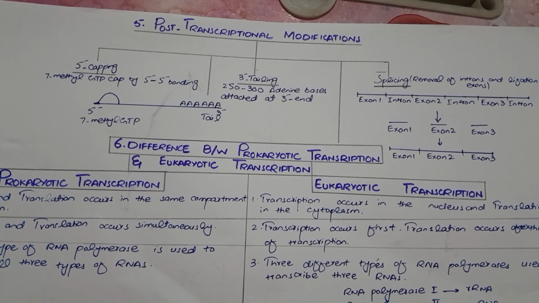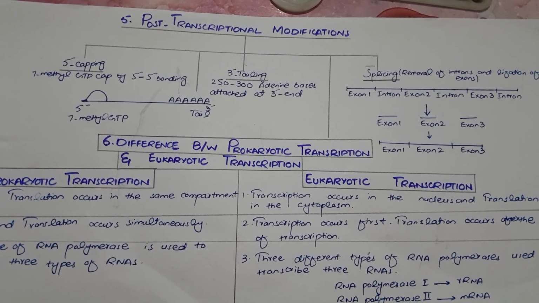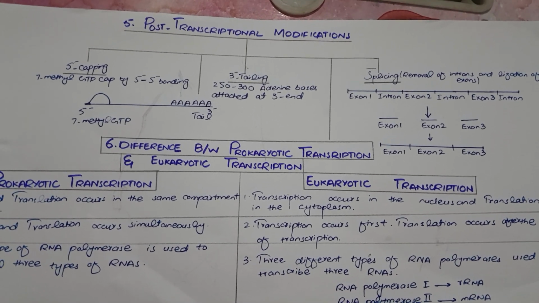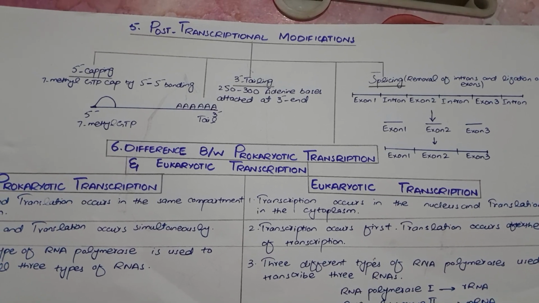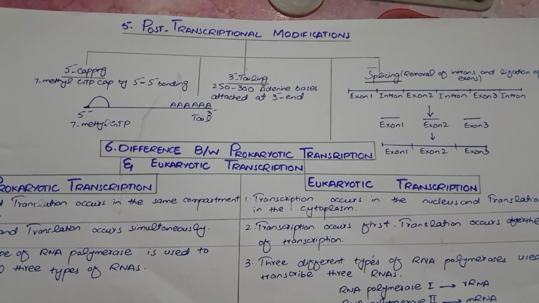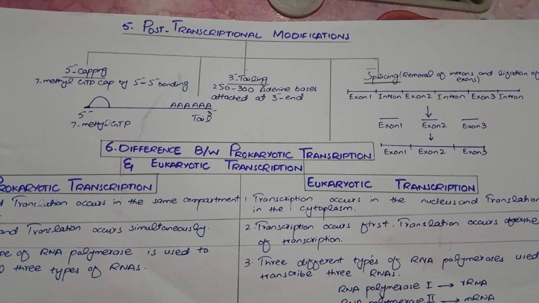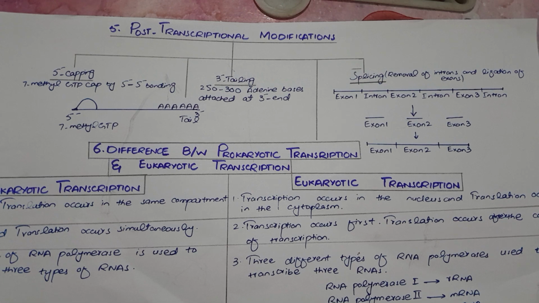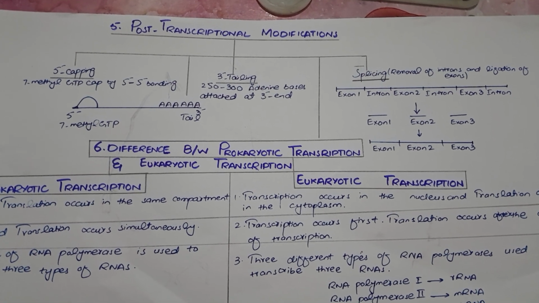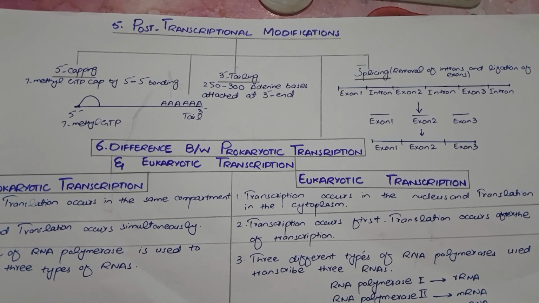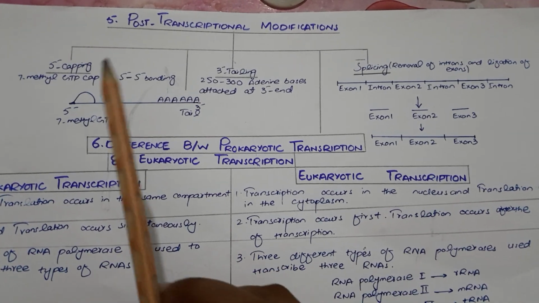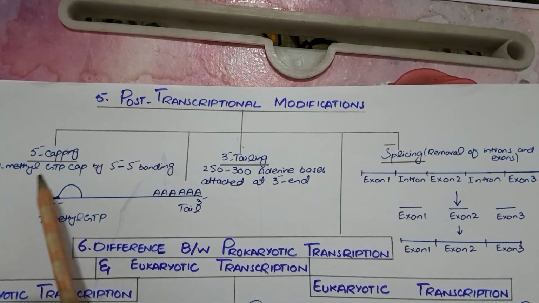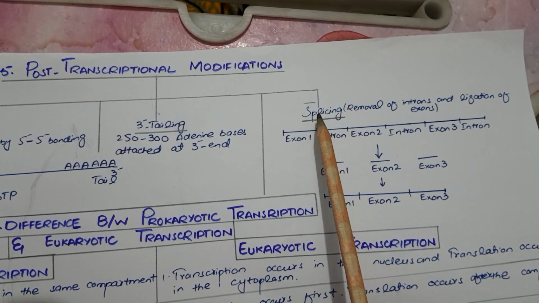As we know, the cytoplasm contains phosphatases and nucleases, which lead to the degradation and destruction of the messenger RNA if it has not gone through the post-transcriptional modifications. So in order to protect the messenger RNA from nucleases and phosphatases, it has to transform itself by post-transcriptional modifications. Here are the three processes which are involved in the modifications of messenger RNA. First one is capping, second one is tailing, and third one is splicing.